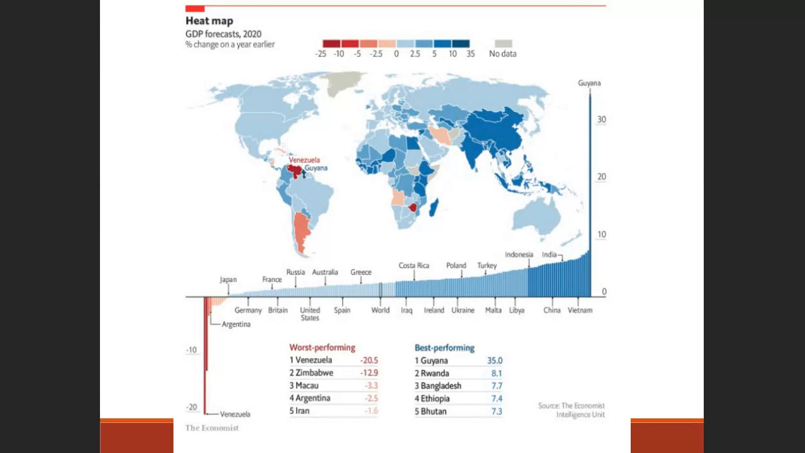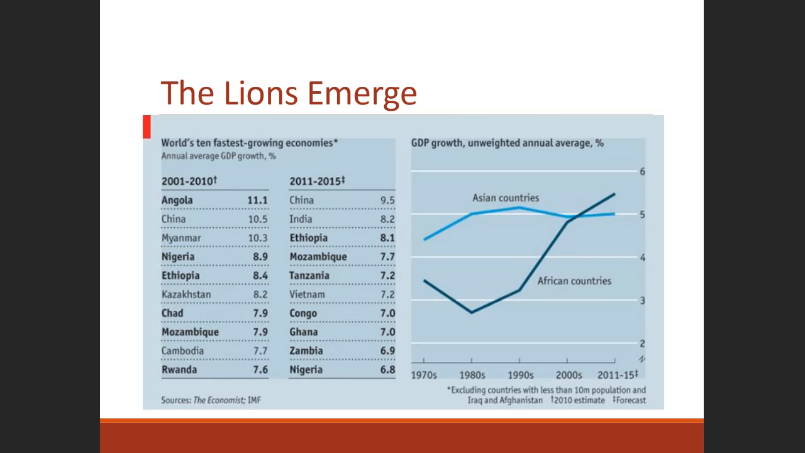Okay. And when we look at some of the highest performing economies for 2020, you can see that Guyana, Rwanda, Bangladesh, Ethiopia, and Bhutan are among the highest. Again, some of that is investment from China's Belt and Road. Some of it's just foreign direct investment flowing into these countries in general. And so it's really an interesting map to look at in terms of where some of the hot spots and the not so hot spots are in terms of economic growth for 2020. So the lions are emerging.